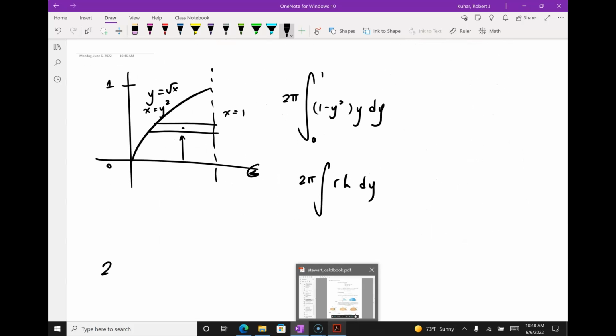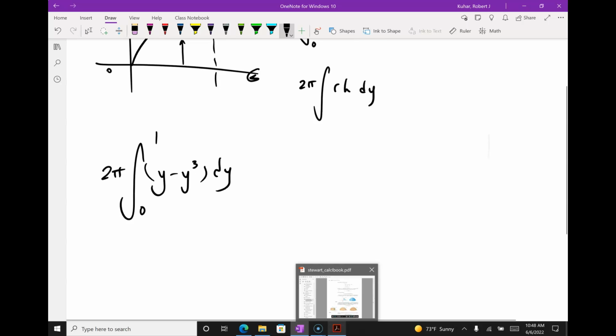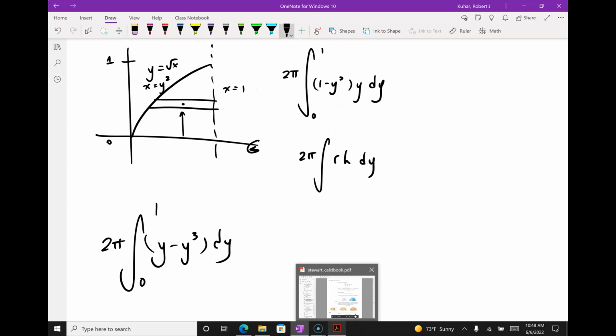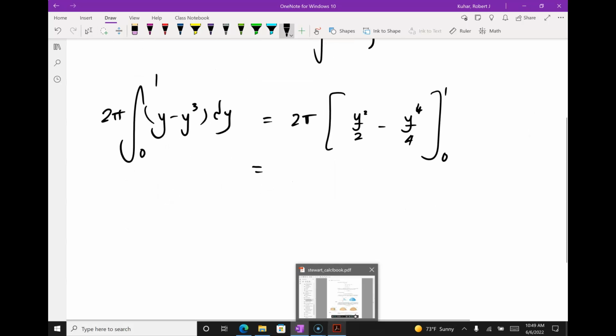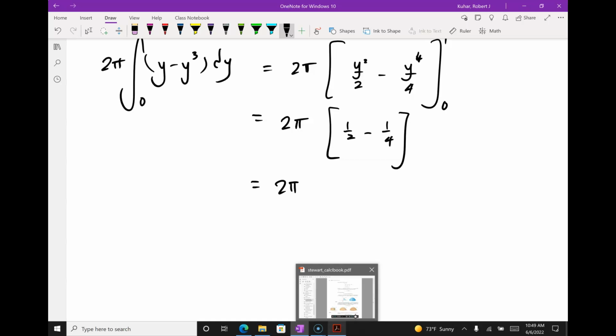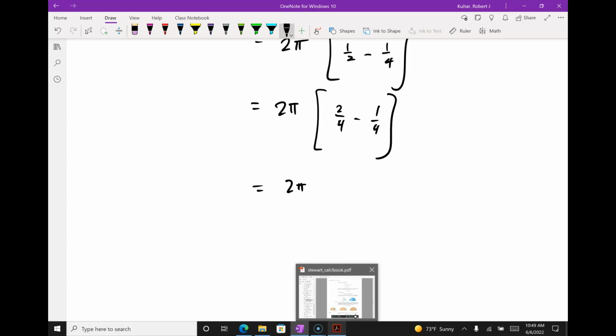So what do we get here? Right? Agreed? Y minus y cubed. So I get 2 pi times y squared over 2 minus y to the 4th over 4. You agree with that? When I plug in 0, everything goes away. When I plug in 1, I get 1/2 minus 1/4. So that's 2/4 minus 1/4. That's 2 pi over 4, which is pi over 2. Same answer, same volume.